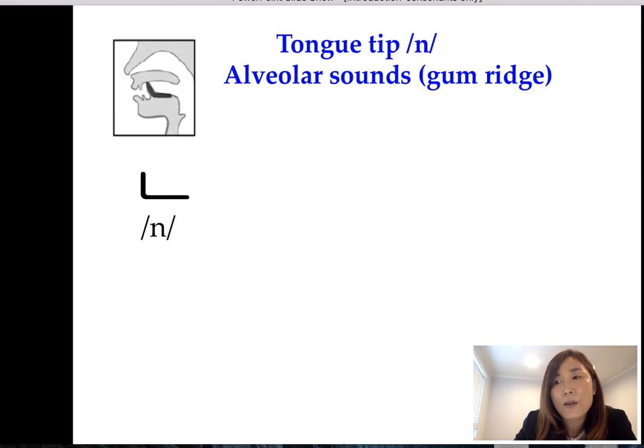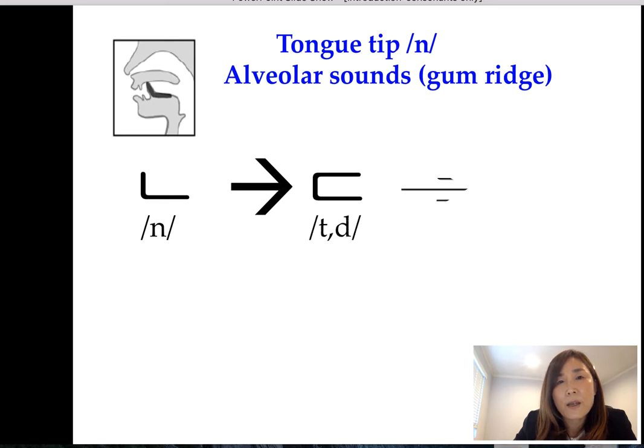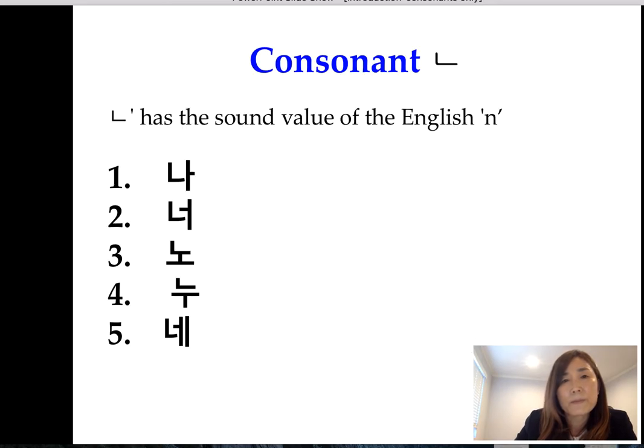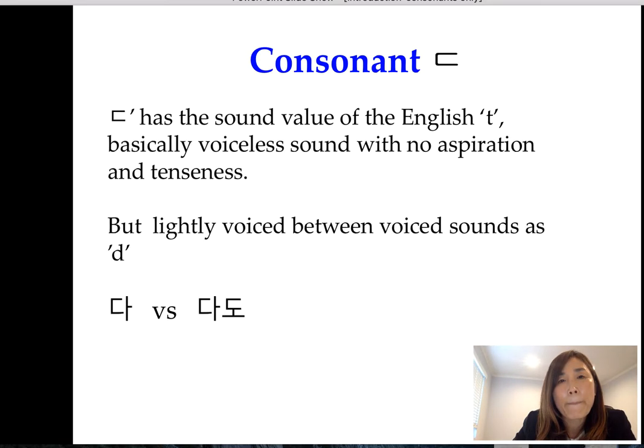These sounds are alveolar sounds produced in the gum ridge: n, t, t, d. N has the sound value of the English N. It's quite easy to produce. Please repeat after me. Number one, na. Number two, no. Number three, no. Number four, nu. Number five, ne.